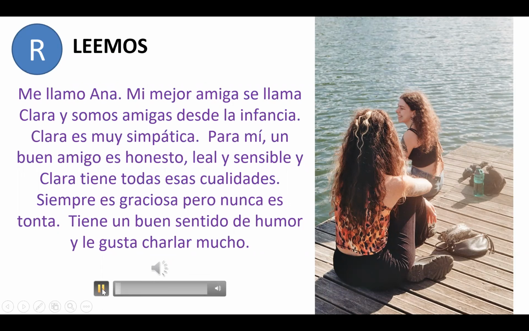Me llamo Ana. Mi mejor amiga se llama Clara y somos amigas desde la infancia. Clara es muy simpática. Para mí, un buen amigo es honesto, leal y sensible. Y Clara tiene todas esas cualidades. Siempre es graciosa, pero nunca es tonta. Tiene buen sentido del humor y le gusta charlar mucho.